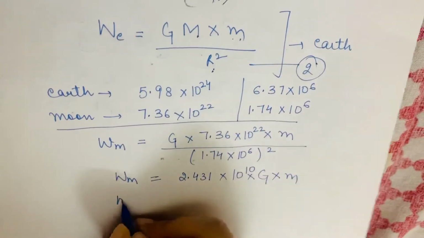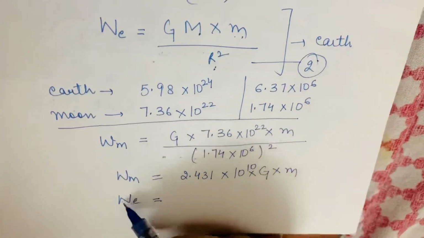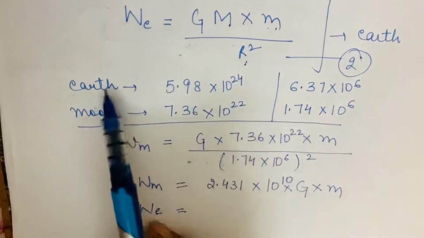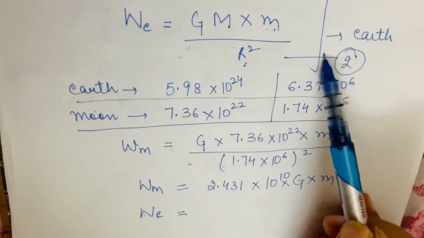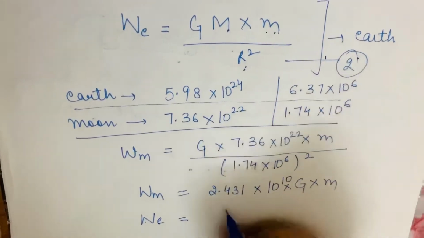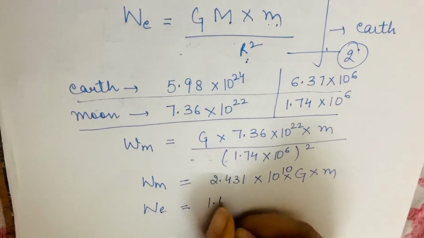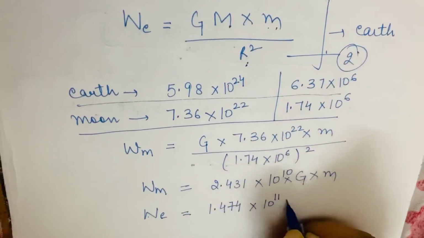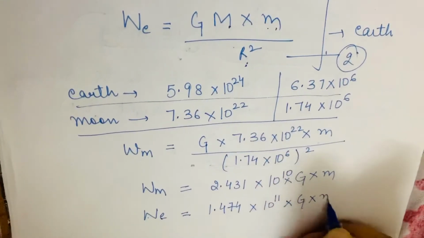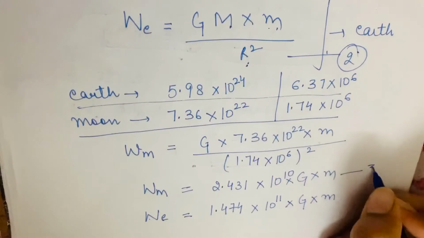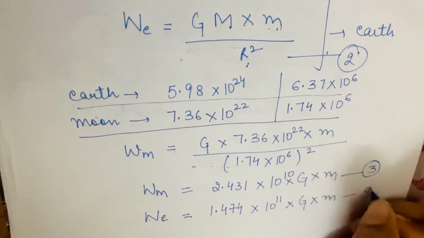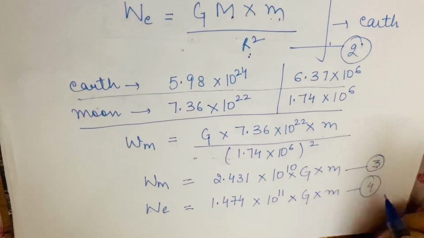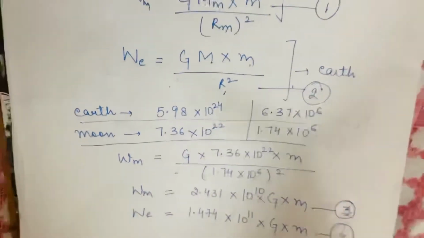Similarly, when you solve it for the weight of earth, when you substitute the values of earth in equation number 2, the value will come out to be 1.474 into 10 raised to power 11 into G into m. So I have taken these equations as third and fourth. Now let us divide the third equation by the fourth.